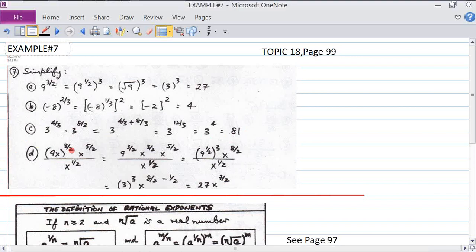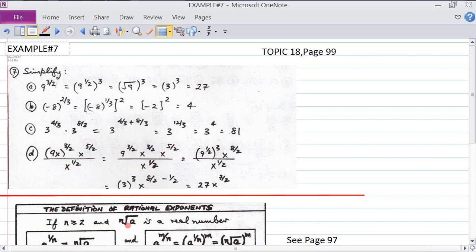Now the last one, again, can be done in different ways. But you can see here that you have 9x to the 3/2, x to the 5/2, and x to the 1/2. So what we can do is remove the 9 from the brackets and apply the 3/2, because this is 9 to the 1. 9 to the 1 times 3/2 is 9 to the 3/2. x to the 1 times 3/2 is x to the 3/2. Then we have x to the 5/2 here, and on the denominator, x to the 1/2.